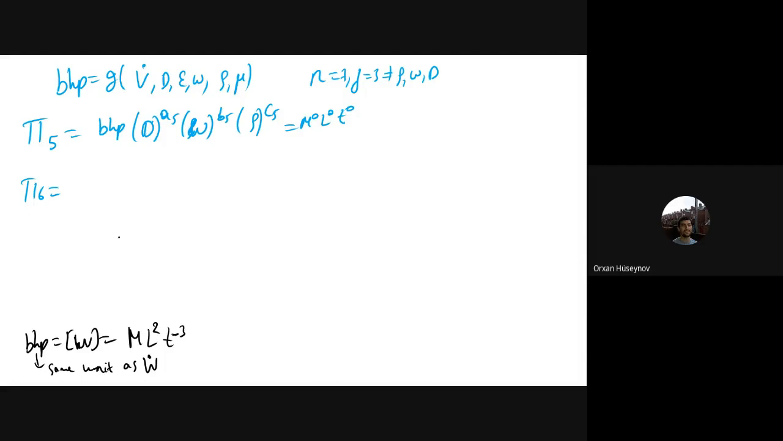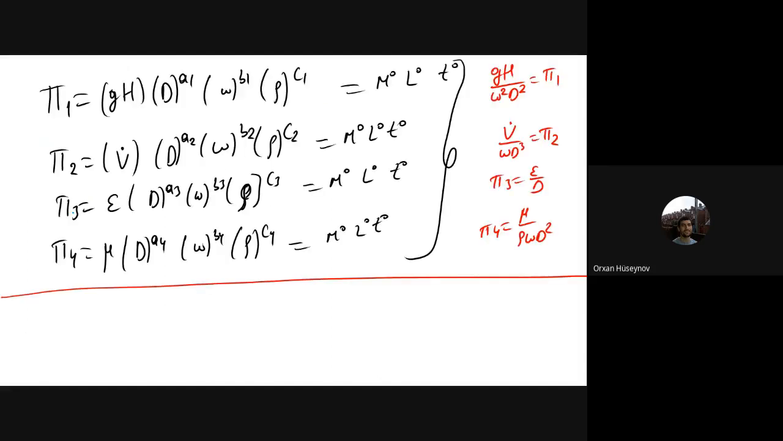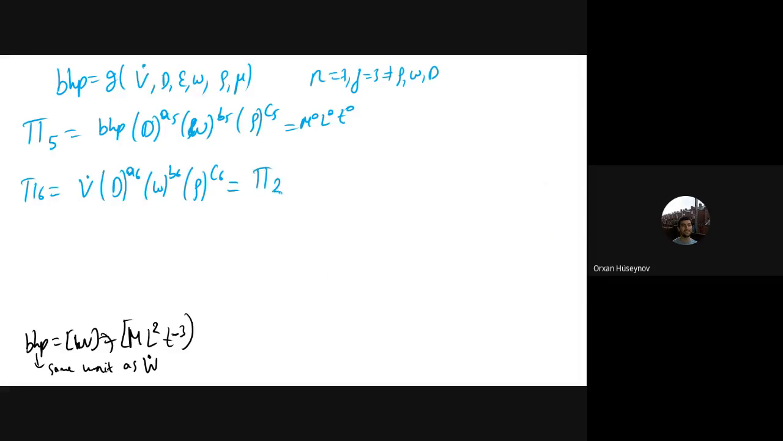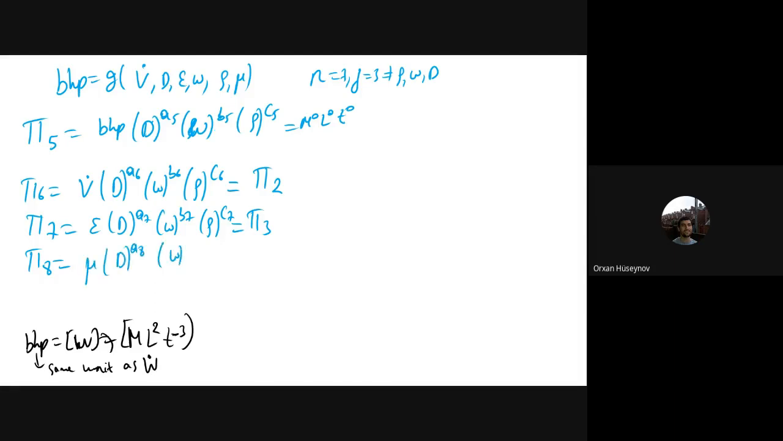So V dot. With this one, now come the remaining pi's. You will have pi 6, which will be V dot divided by diameter to the power of a6, omega to the power of b6, and rho to the power of c6. But you can see that pi 6 is the same as pi 2. It will be equal to pi 2. And similarly, pi 7, you will have epsilon and diameter to the power of a7, omega to the power of b7, and rho to the power of c7. And pi 7 is the same as pi 3. And pi 8 will be equal to mu and diameter to the power of a8, omega to the power of b8, and rho to the power of c8. And this one will be the same as pi 4.